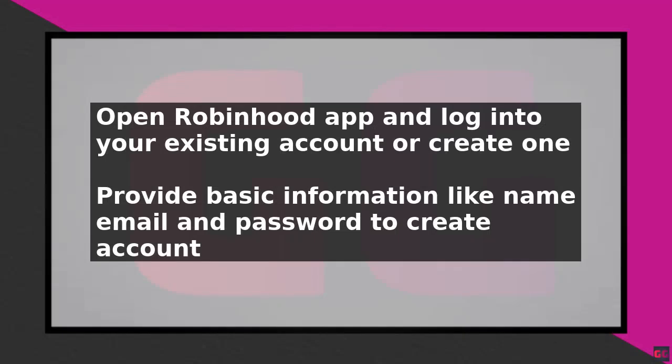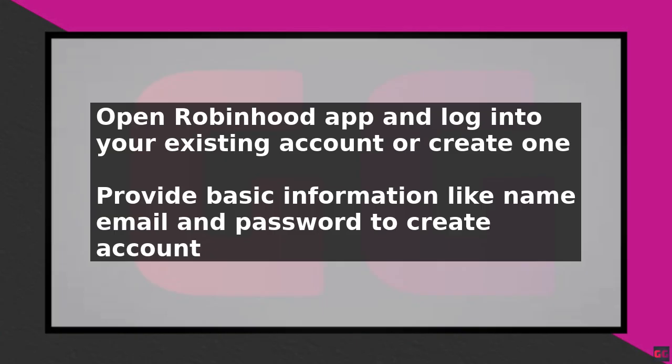To create a custodial account on Robinhood, start by opening the Robinhood app and logging into your account. If you do not have an account, you can create one by providing some basic information such as your name, email address, and password. Once you are logged in, navigate to the Account Settings section, usually found by tapping on the profile icon. In the Account Settings, look for the option to add a new account or create a custodial account. Select this option to begin the process.